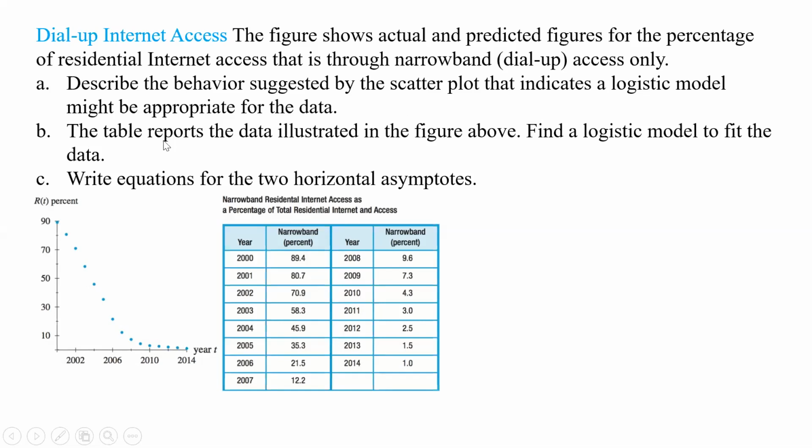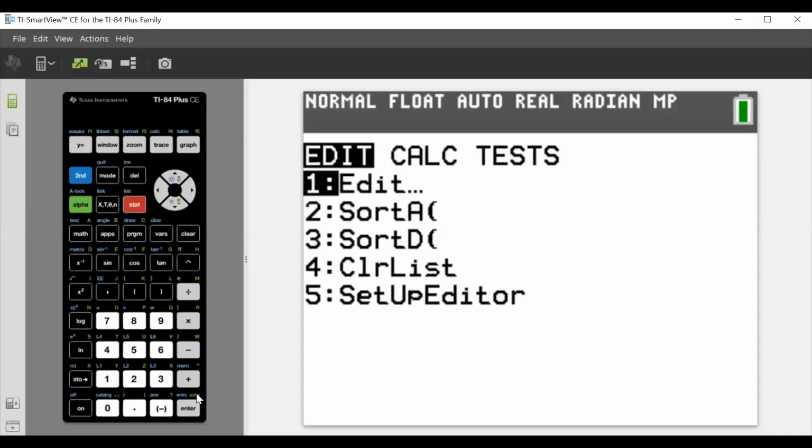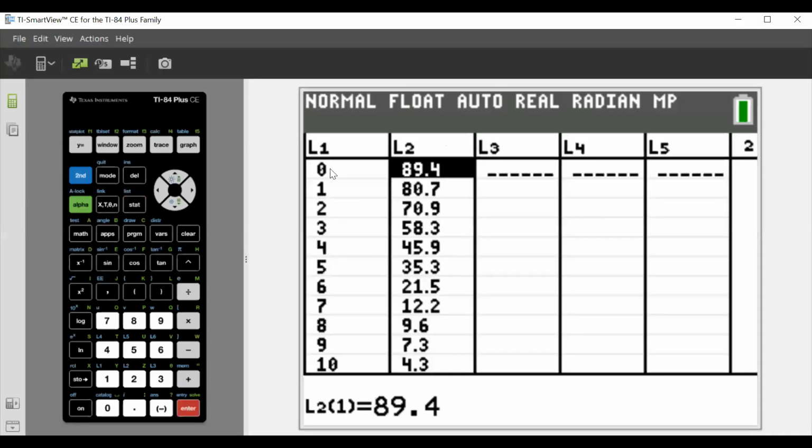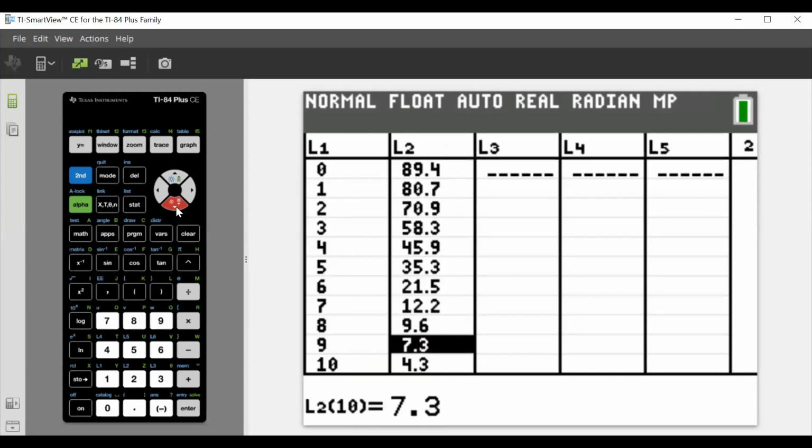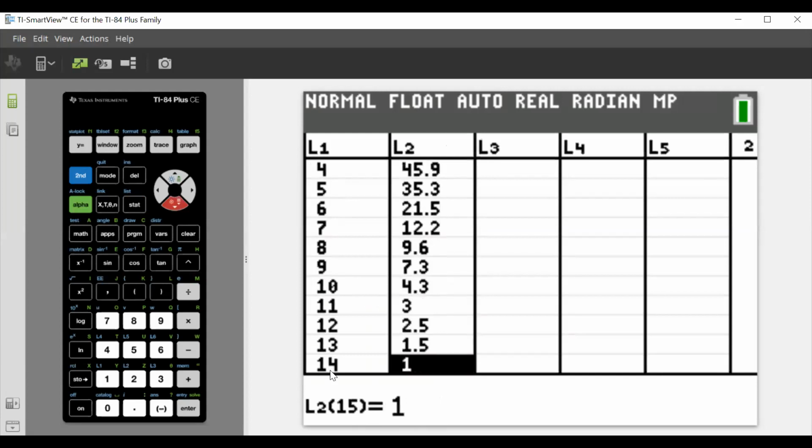Then B says the table reports the data illustrated in the figure and to find a logistic model to fit the data. Okay, so I'm going to plug that in, and then we're going to write the equations for the two horizontal asymptotes. So what we need to do is go to our calculator and enter the data. I aligned it so 2000 was x equals 0, and then I went all the way down to 2014 being 14 years, with all the corresponding narrowband percentages.